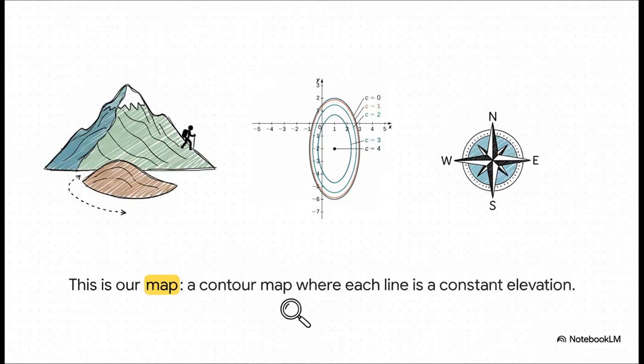So how on earth do we visualize these 3D shapes on a 2D screen? Well, we use something called a contour map, which is basically a topographical map, like you'd use for hiking. Each of these oval lines represents a set of points x, y that all have the exact same height. And you can see, where the lines are bunched up together, the surface is really steep. Where they're spread far apart, it's pretty flat. This is going to be our map for this new terrain.